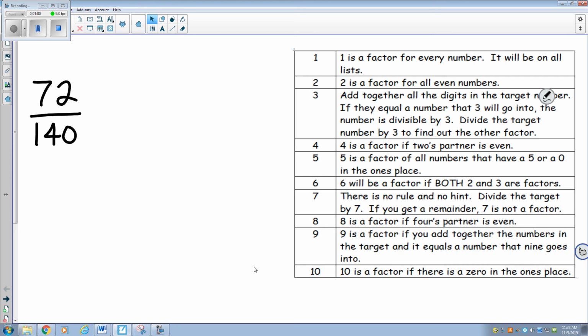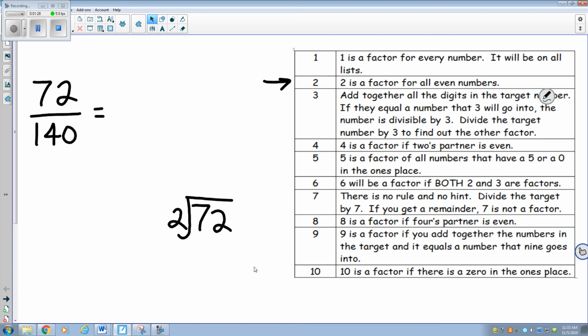Now, since they're both even numbers, we know that 2 is a factor. That means 72 can be divided by 2 and 140 can be divided by 2. So, to figure out 72 divided by 2, we can either do a regular division problem such as this, or we can just try to figure out half of 72. Now, here's a way that you can figure out half of just about any even number.